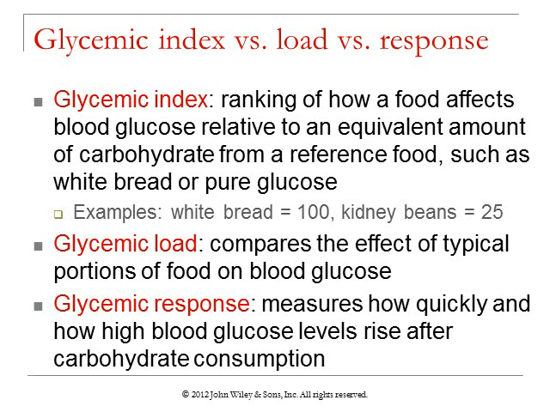Kidney beans are relatively low compared to that. They're high fiber. They will increase your glucose levels, but much slower and not to the level that white bread would. So we have a lower number there. The glycemic load is the effect of typical portions of food on blood glucose levels. So here we're focusing a lot on the portion size. And the glycemic response is basically what happens to our blood glucose level after we eat something. So not only, how high does it reach, but also how quickly does it get to that level.